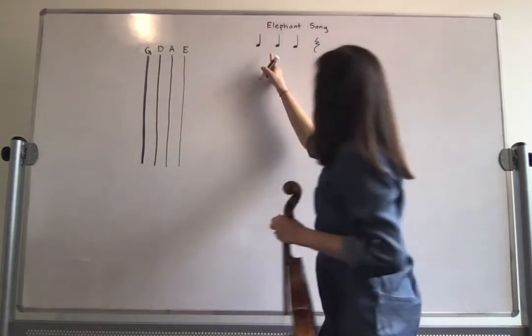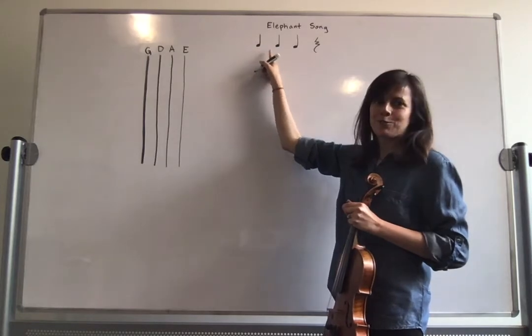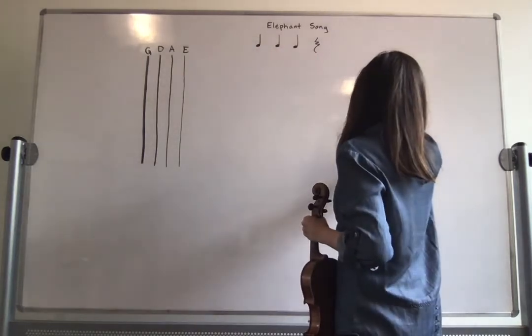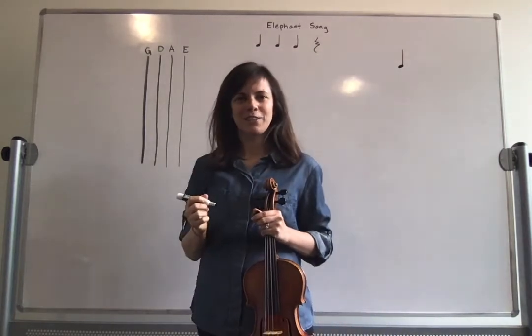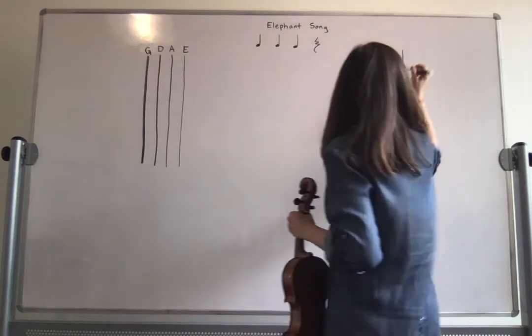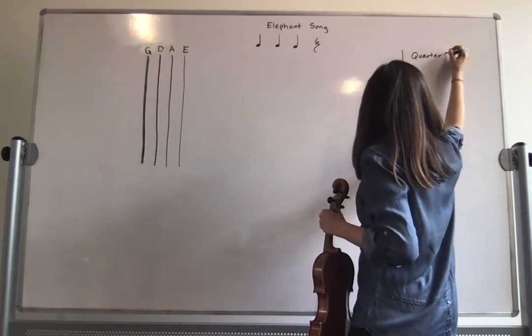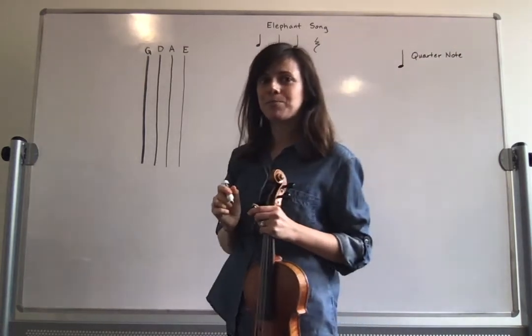And here's the rhythm for the Elephant Song. I bet you've learned in one of your other music classes so far this year what this symbol is called. Do you know? It's called a quarter note. And a quarter note gets one beat of sound.